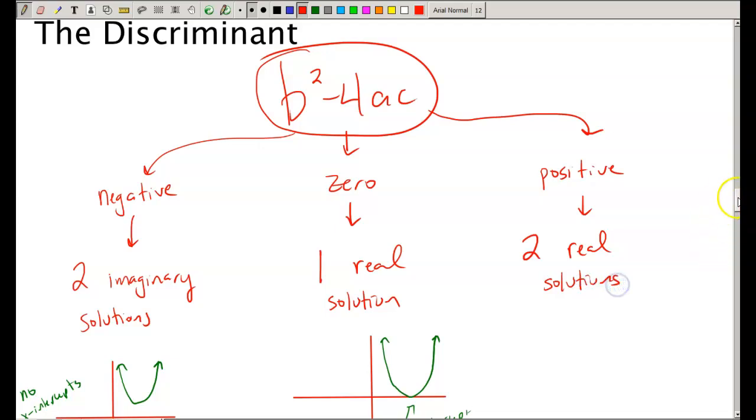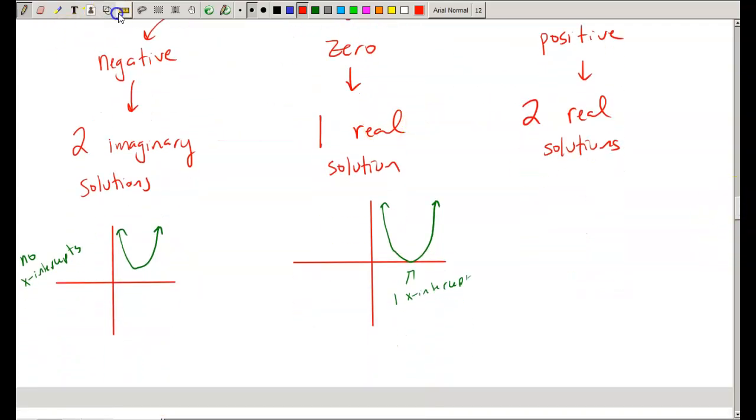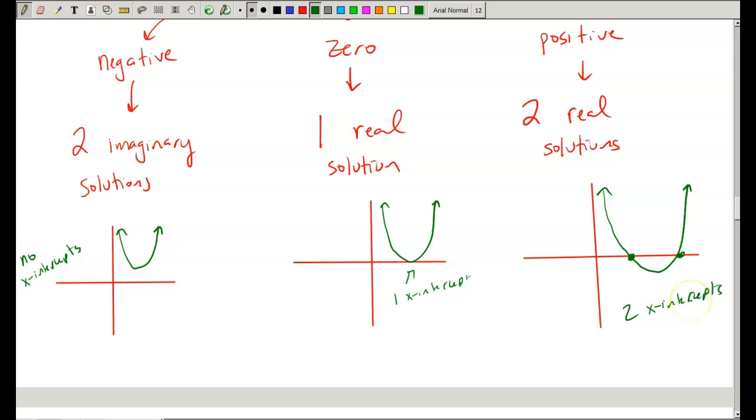So we're going to put two real solutions. And what that's going to look like is if we were to graph that quadratic, then we'd have some type of parabola, but we'd have two x-intercepts. We'd have one here and one here. We'd have two x-intercepts, or two zeros in that problem.